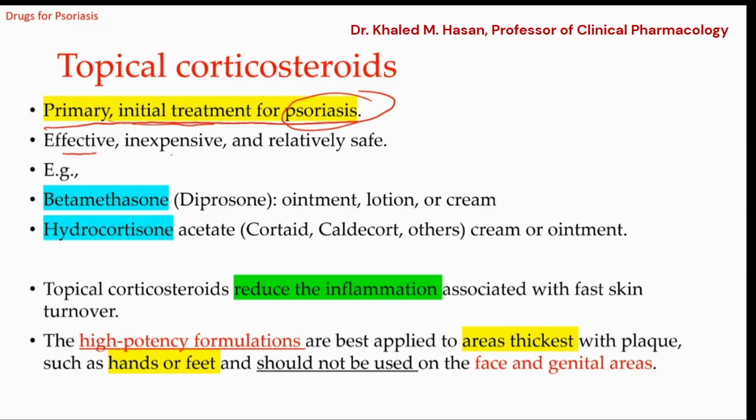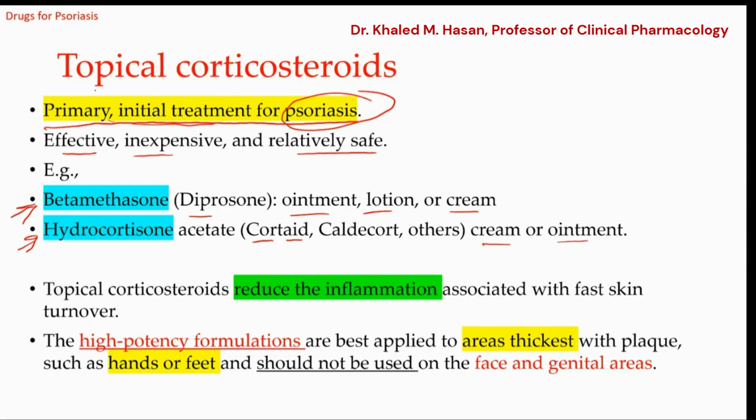Effective medication, inexpensive and safe because you apply it on the skin topically. It's not oral, not injection. Two medications are available in practice. We have betamethasone, available as ointment, cream, and lotion. Betamethasone. Then we have hydrocortisone. Okay, hydrocortisone, available as cream and ointment.